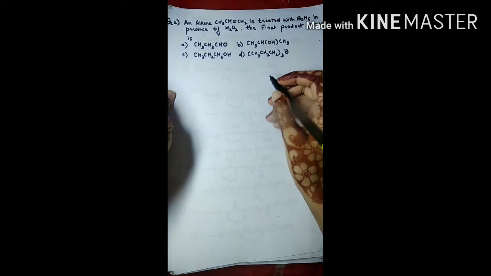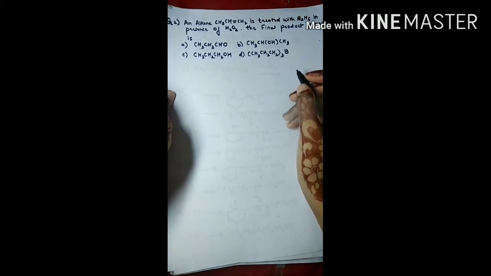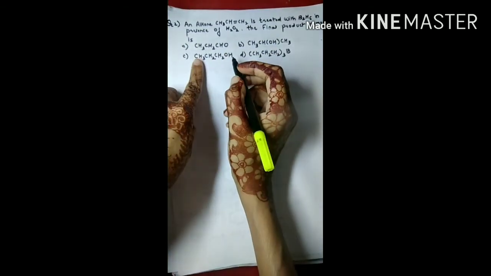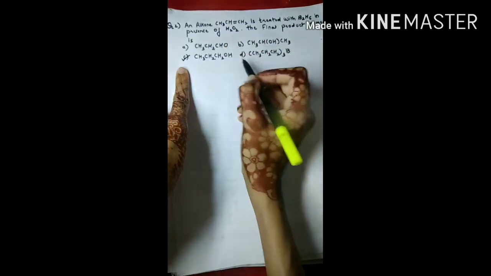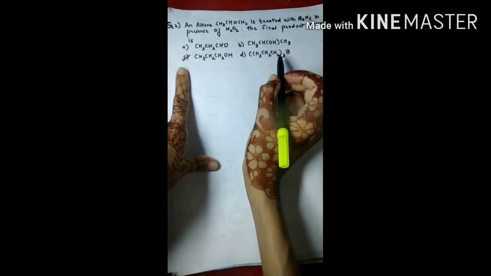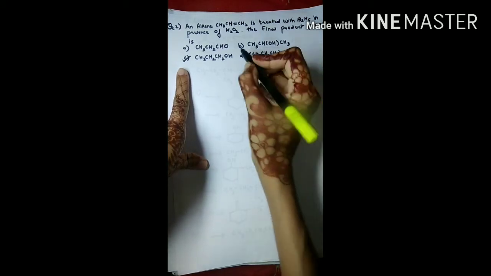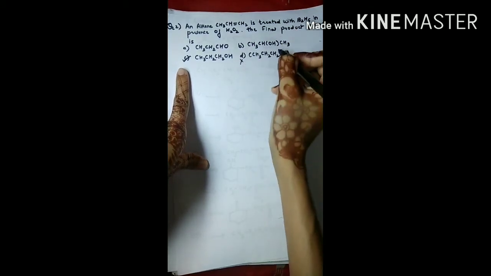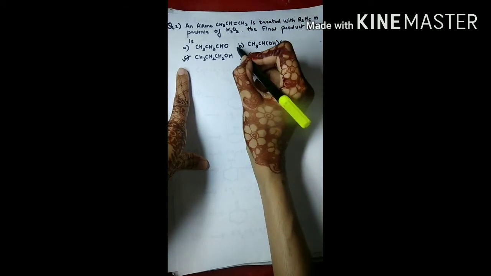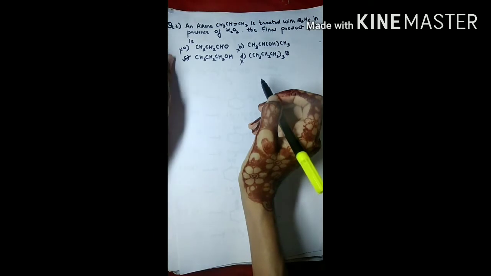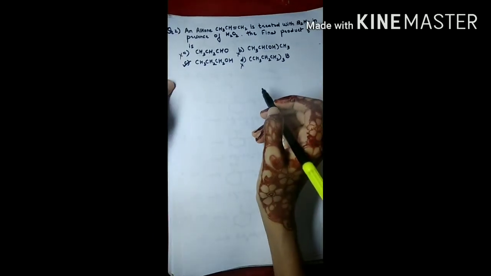Here three things are required: borane, H2O2 and basic medium. So the right answer is alcohol. Trialkyl borane will not form as a final product because it is formed during the reaction, so it will not be the right answer. 2-hydroxypropane will also not be the right answer, and aldehyde is definitely not formed during this reaction or as a final product.